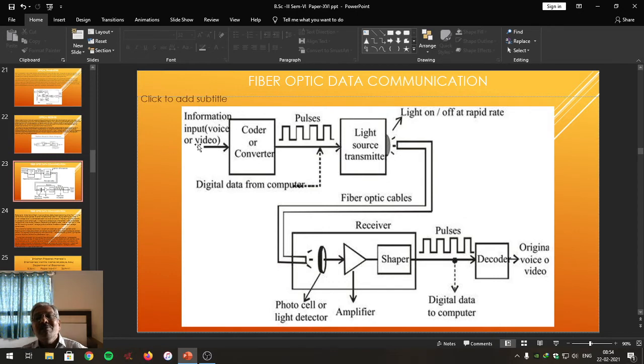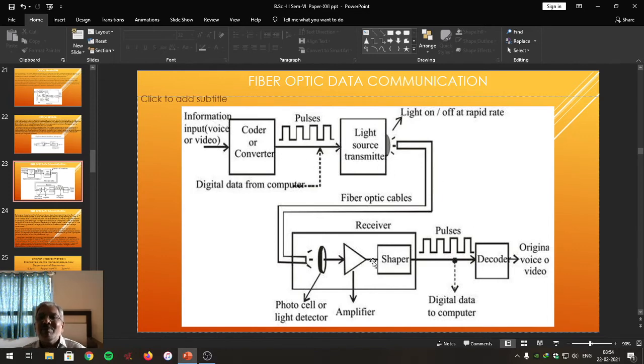If it is a video incoming signal, then the same is given to the picture tube so as to get the video signal at the output. Thus, the digital signal can also be used to transmit through the optical fiber from one end towards the other end.